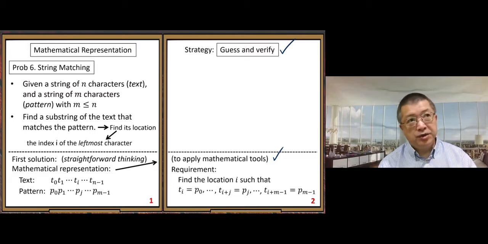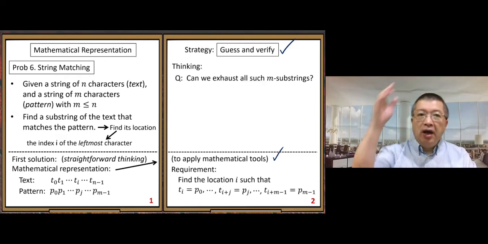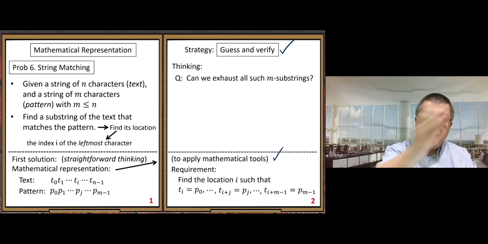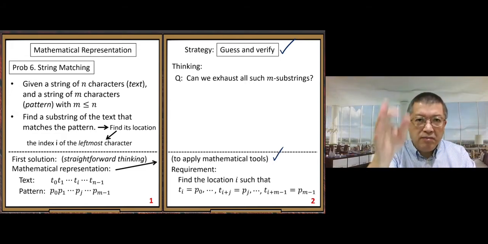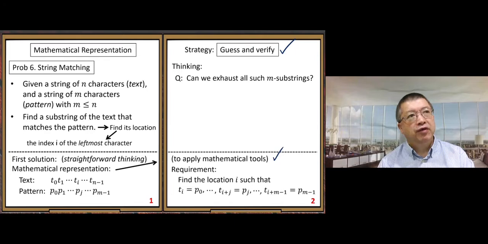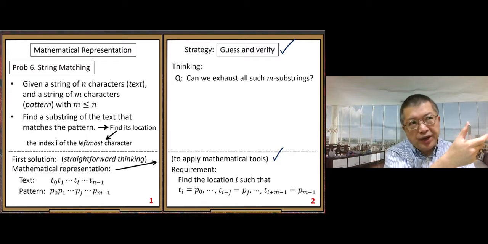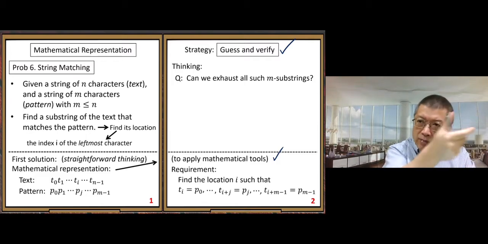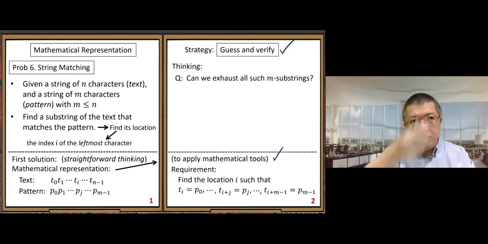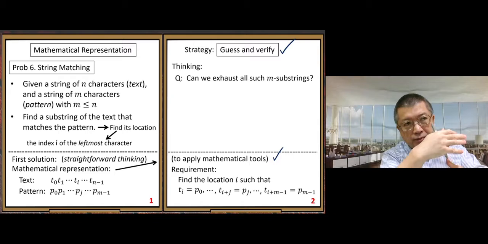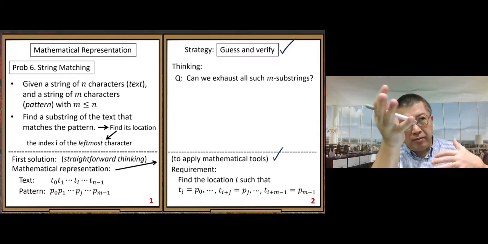Later, we will use this strategy many, many times. All right. Question: can we exhaust all such M substrings? For a match, the first natural thinking is that we want to exhaust all M substrings in the given text. For each one, we try to match against the pattern.